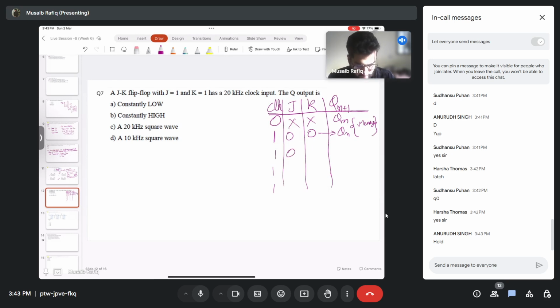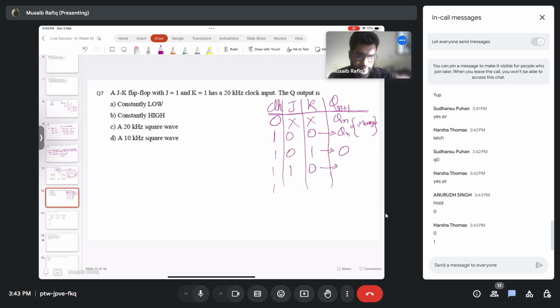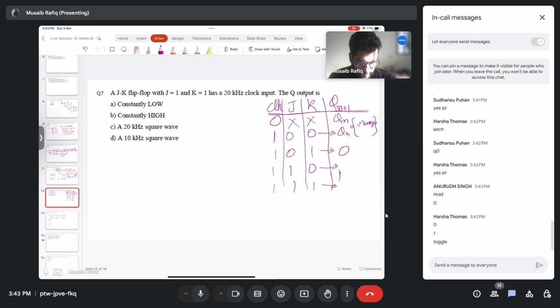Then I have 0, 1. So what is my output, the next state? Correct. And for 1, 0, it is 1. And for 1, 1, correct. How is toggle represented? Qn complement.